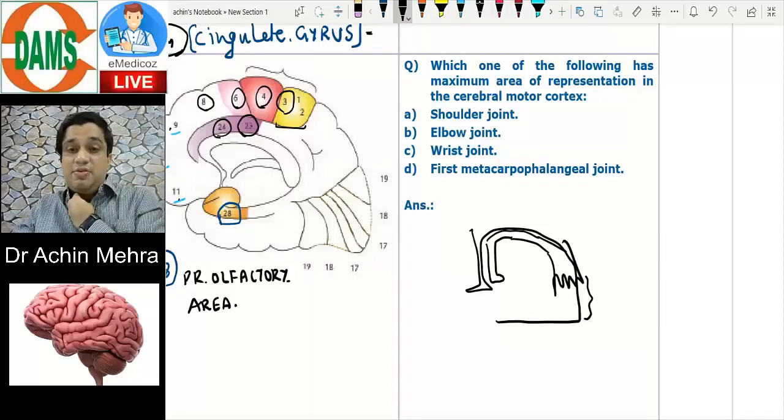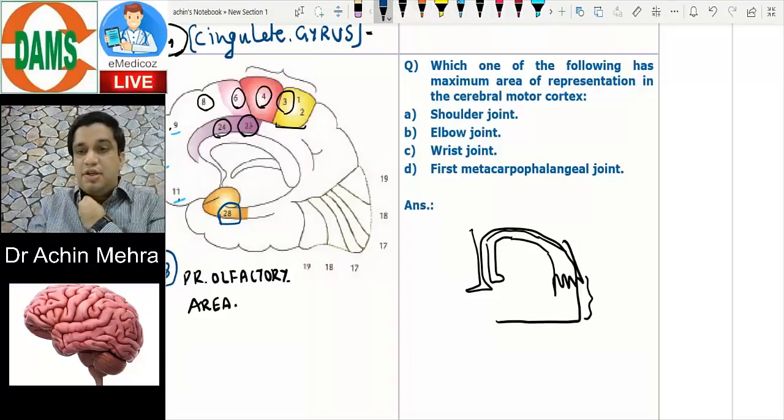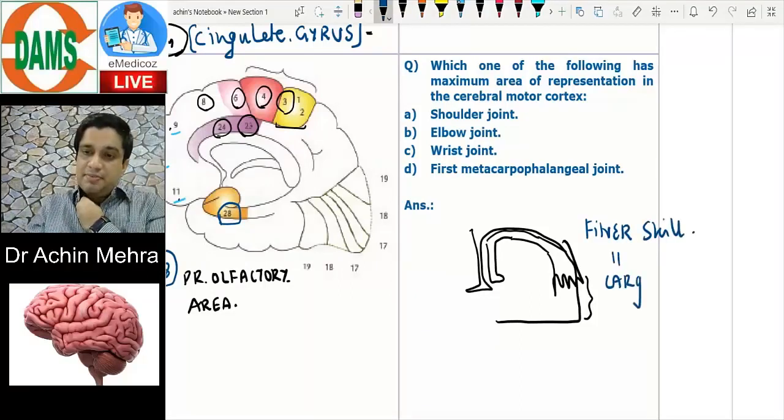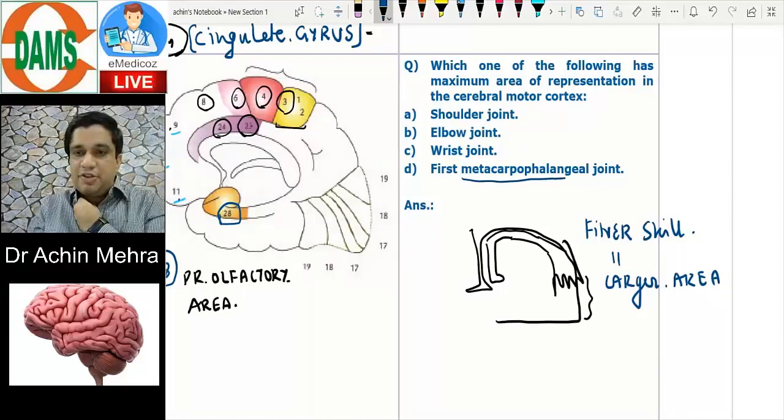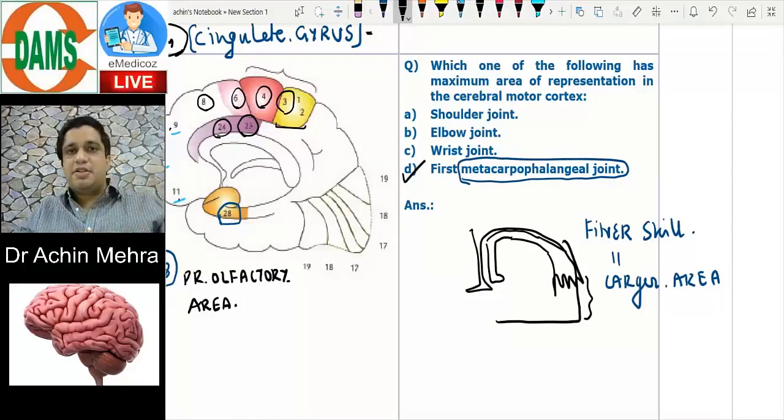Now if you look at this, looking at every joint, shoulder, elbow, wrist, and the first metacarpophalangeal joint, we learned this in the class, and you know it from physiology also, that finer the skill, larger is the area of representation. So you do fine skill with your fingers, and finger moved by the help of a joint, that is a metacarpophalangeal joint. So if at all, one area out of all which would have the maximum representation in the cerebral motor cortex has to be the metacarpophalangeal joint, okay, to do the fine skillful activity by the fingers, right?